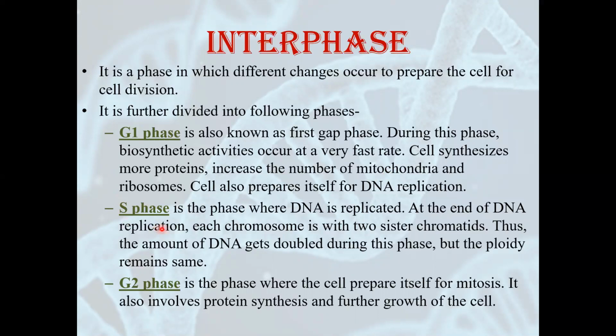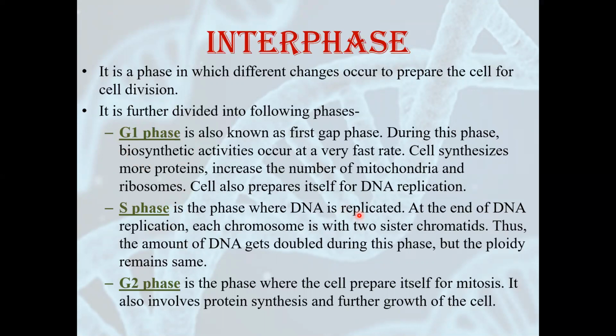Don't get confused here. S phase is the phase where DNA is replicated. That means DNA is doubled. G1 phase is the preparatory phase in which all the raw material is formed. All the material that is required to form new DNA is prepared in G1 phase. So G1 phase helps S phase. If there was no G1 phase, S phase could not occur. So we can say S is the phase where DNA is replicated.